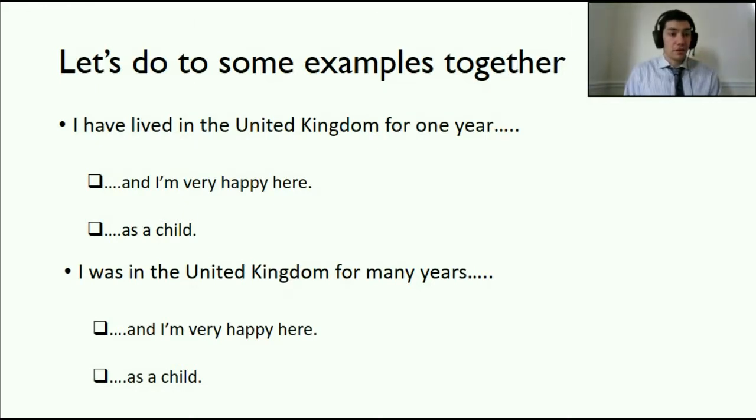And so the answers here are, I have lived in the United Kingdom for 1 year and I'm very happy here, because this is the present perfect. The other one is the past simple. I was in the United Kingdom for many years as a child. This implies a completed action. It's the past simple. It is completed.